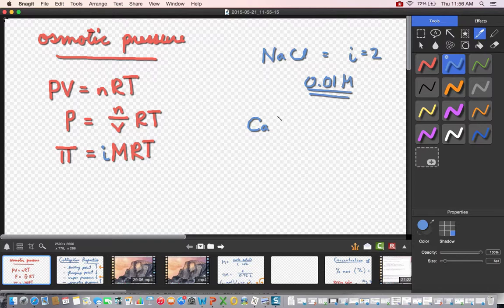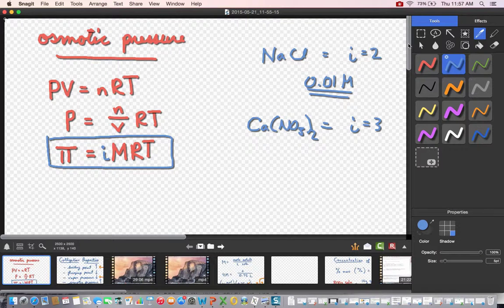Calcium nitrate is a very common ionic solid that's used to salt roads during inclement weather, this would break up into 3 ions, and it's also very cheap. So we don't use NaCl to salt roads. We usually use calcium nitrate because it's cheap, and you get 1.5 times the effect for a similar concentration of ions. So here's the equation for osmotic pressure.